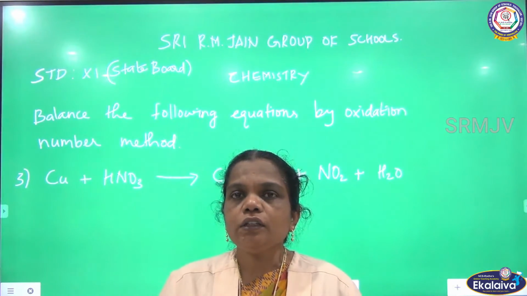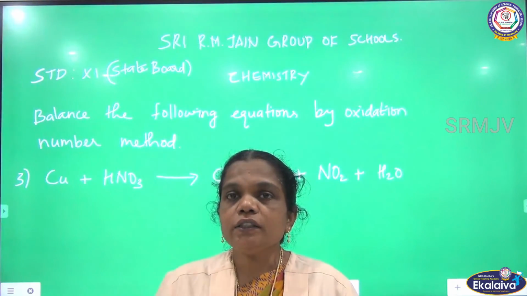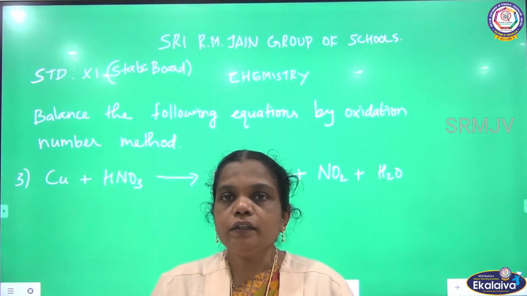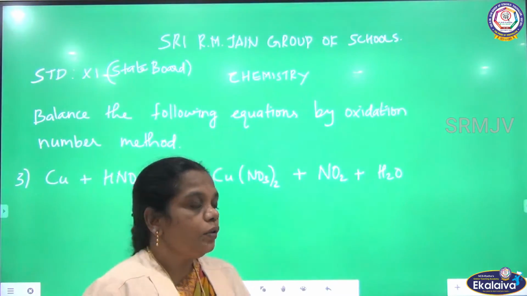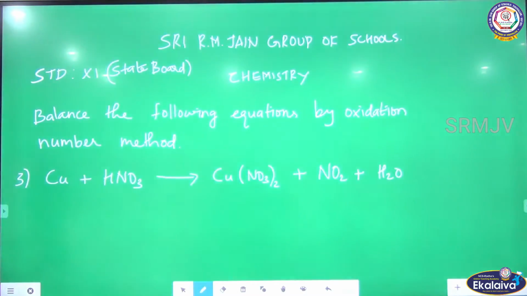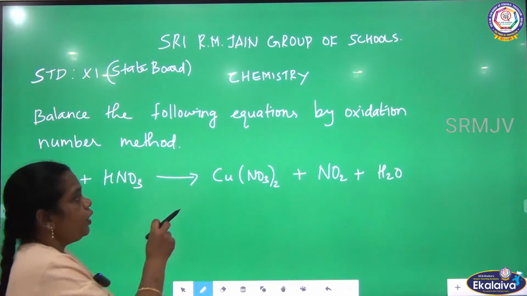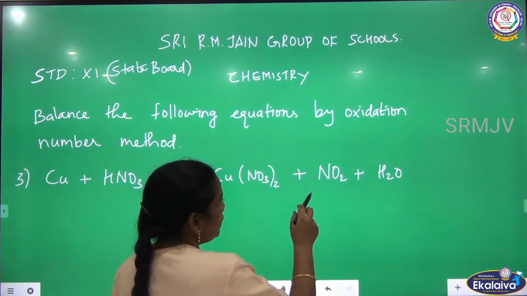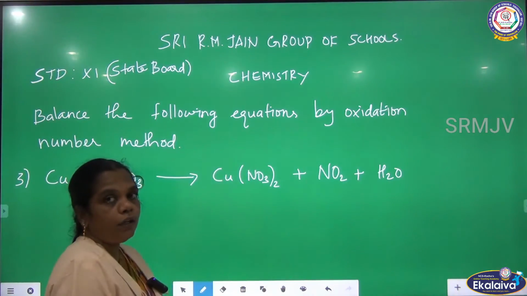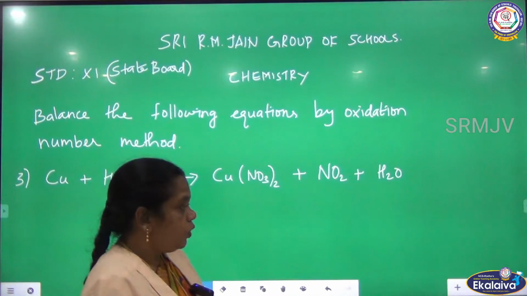Today's class we are going to learn to balance the redox reaction by oxidation number. The given redox equation is copper reacts with nitric acid to give copper nitrate, nitrogen dioxide and water molecule. So you know that already.